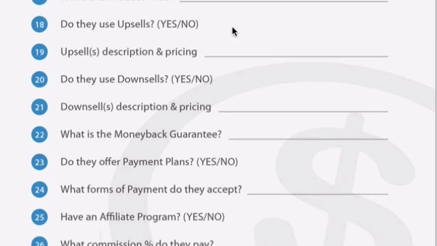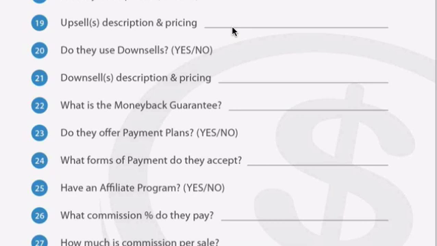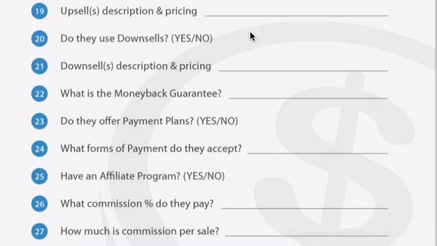What's the front end product price? What are they selling the initial thing for? Is it $495 plus shipping? Is it $200, $50? What is it? Number 18 here, do they use upsells? Yes or no? Not all companies have upsells. When you go to buy, they don't necessarily offer you other options, but we need to know in dissecting a competitor if they do. So do they have upsells? Yes or no? And if they do, what are they selling and how much does it cost?